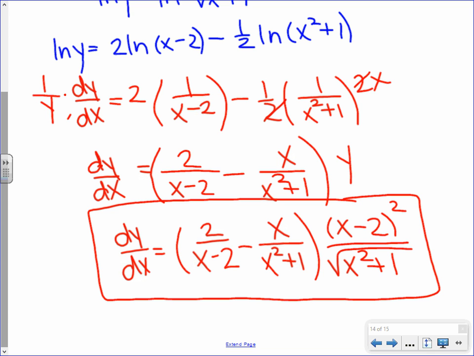Okay? This is equivalent to what you would get if we would have done the quotient rule with the chain rule. But, in my opinion, this was much smoother. This was a lot less complicated. On logarithmic differentiation, when I ask you to do logarithmic differentiation, I'm going to give you an equation that's not logarithmic, and you're going to make both sides logarithmic, so you can do this.